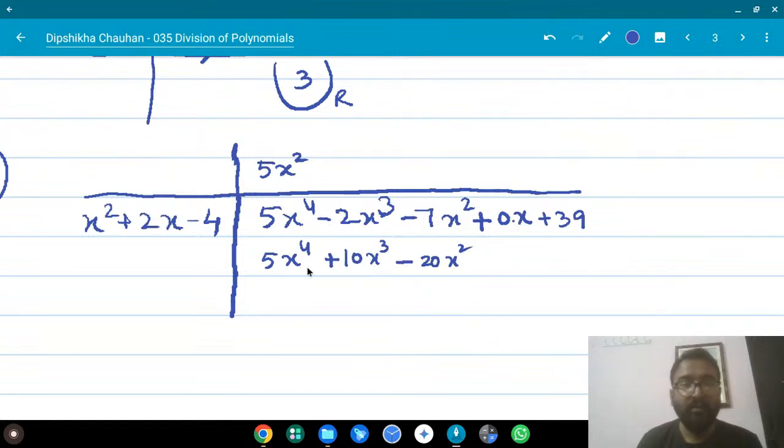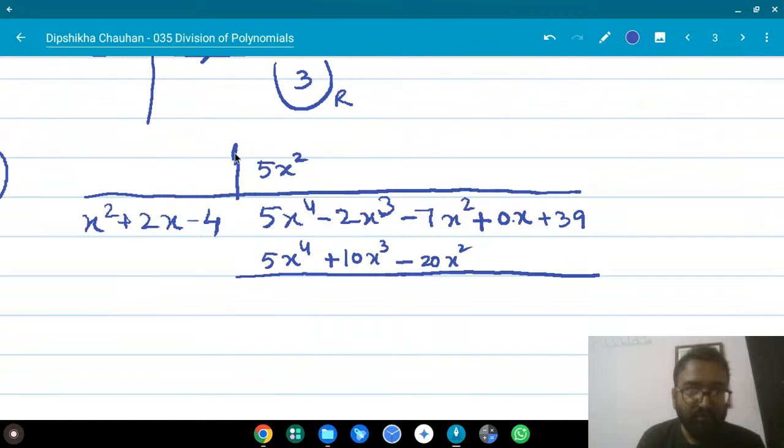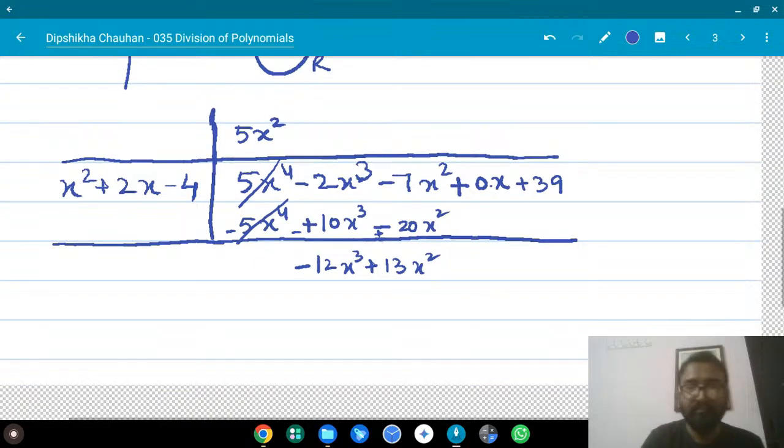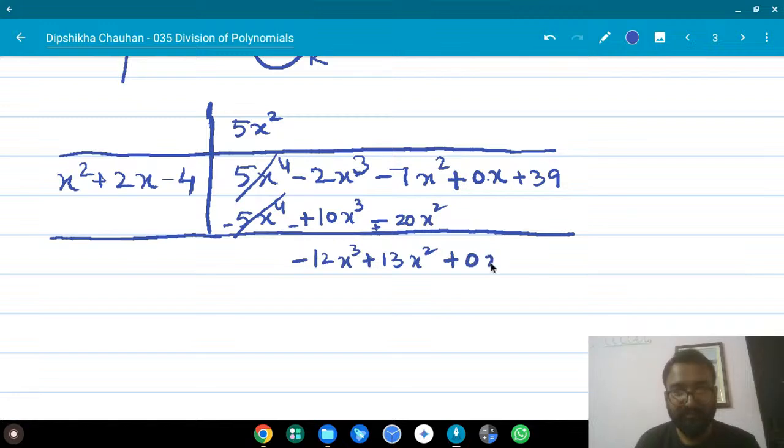Okay, so now go and make the simplification. So that's why I should take up to here only. If you do the subtraction, minus minus plus cancel out, it is minus 12x cube, and plus 20 minus 7 is plus 13x square. Clear? And here it is 0x, you have to take it as 0x only.